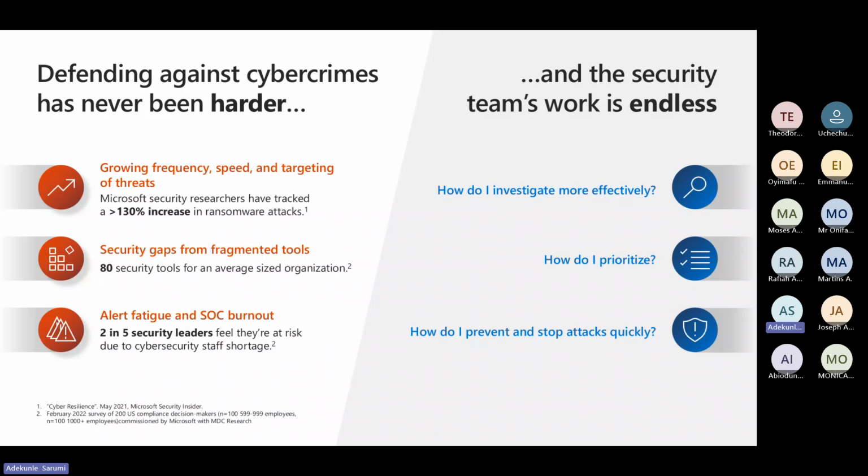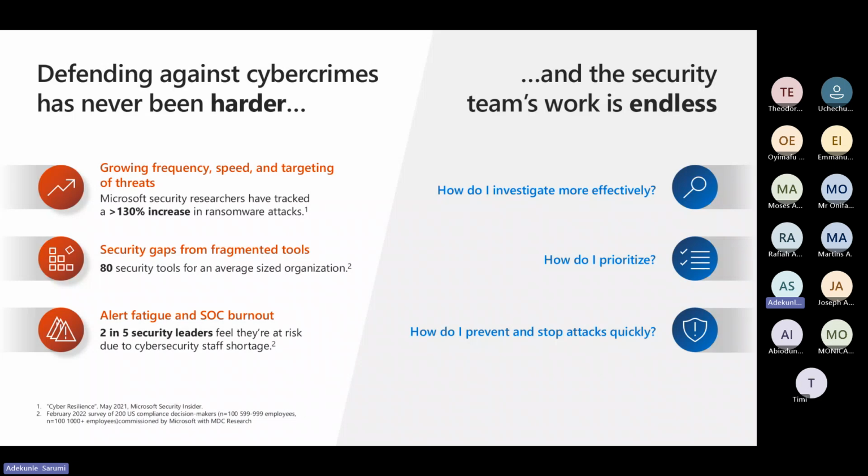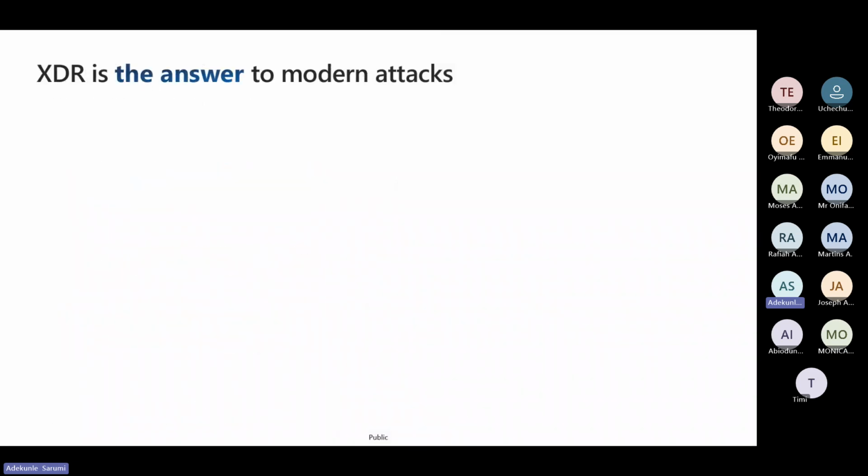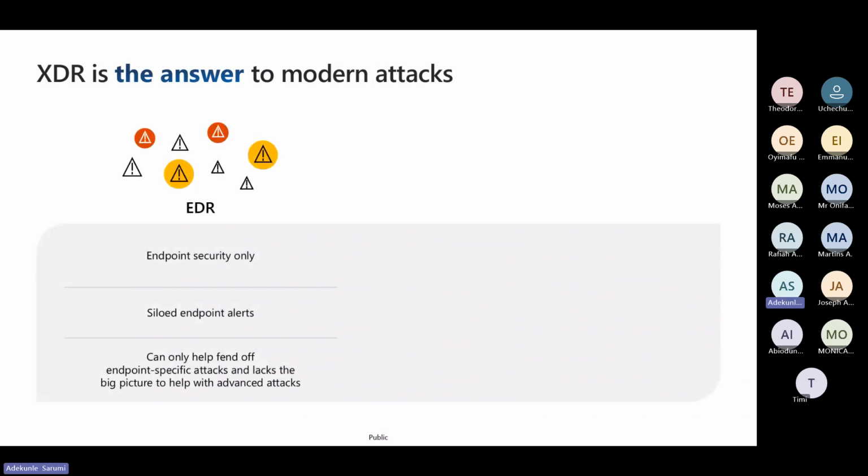And then how does the Microsoft Defender come into play? The security team's work is endless. You need to investigate your alerts. You need to prioritize. You also need to be able to prevent and stop attacks quickly. So how does Microsoft Defender XDR come into play in this kind of situation? We'll see XDR is the answer to modern attacks. It's the perfect answer, and you'll see why. Because before now, it has always been an EDR. EDR stands for Endpoint Detection and Response, which are the tools that you just use to protect your Windows, Linux, Mac OS, iOS, and Android.